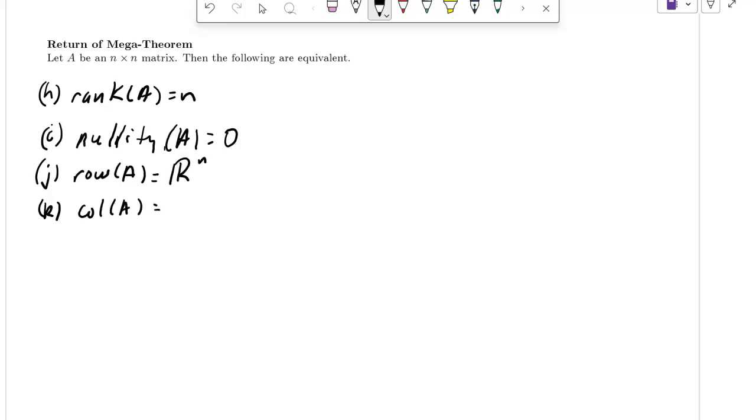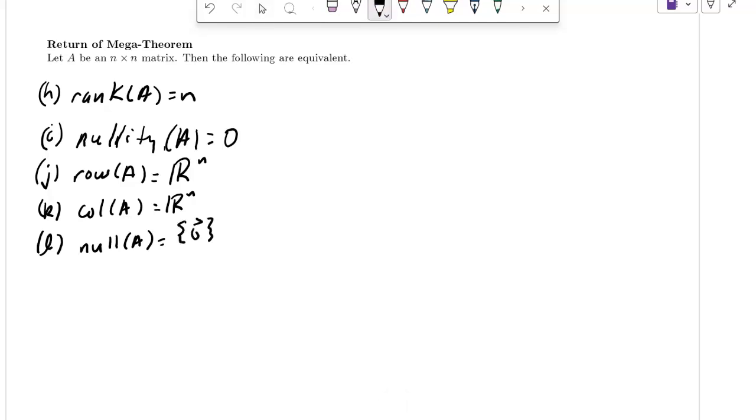How about your column space? Those are also Rn, good. The dimension of the column space is n, the dimension of Rn is also n, so they must be equal to each other. The subspace must be everything in that case. Yep. It's just the zero vector, good.